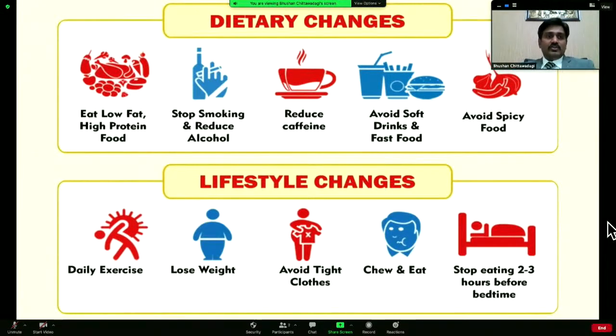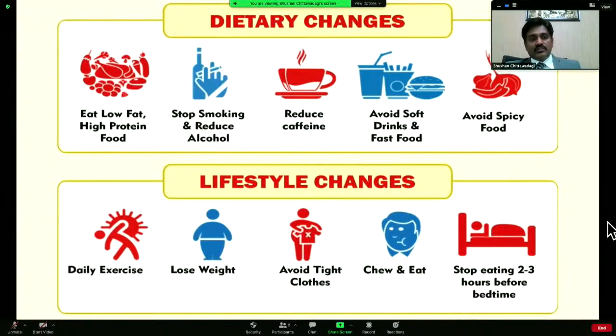So what dietary changes should you make? The dietary changes advised are a low fat, high protein diet. You have to stop smoking, because one of the risk factors for aggravated acid production is smoking. You have to reduce your alcohol intake. Caffeine should be reduced. Soft drinks such as colas have to be reduced, and spicy food too. These are very blanket terms I'm telling. We can have a separate session on these. It is not as simple as telling somebody to eat a low fat diet. I have to enumerate what the low fat diets are, but this is out of scope of this presentation.